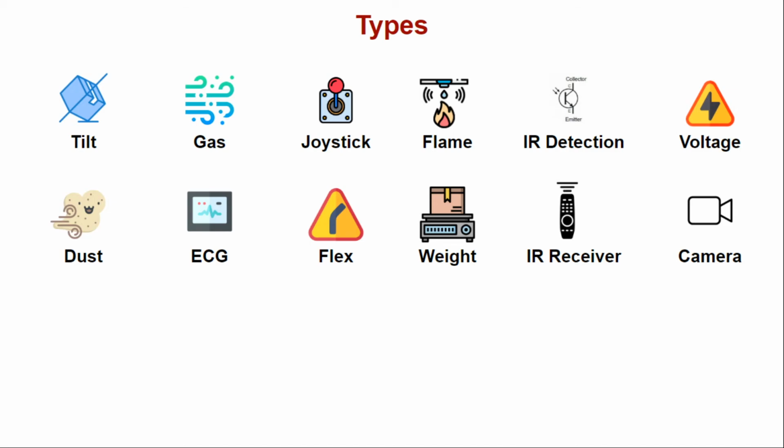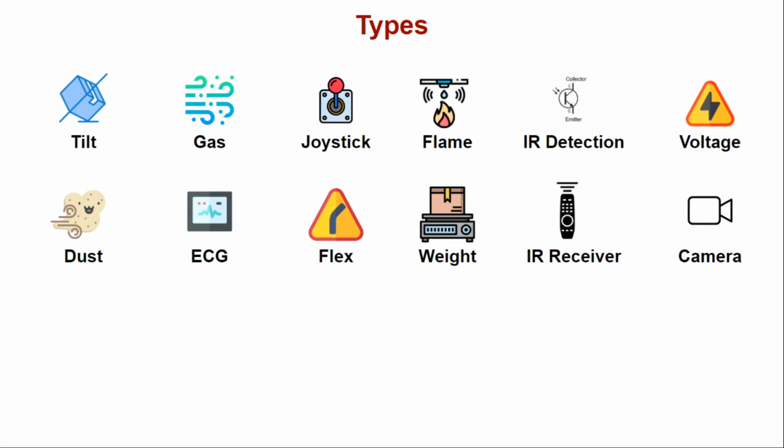Then we have flex sensor. It detects the bending of a particular strip. It's called flex sensor. Then we have weight sensor which will detect with the help of a load cell. So according to your weight, the fluctuation of the voltage will give you the output. We have IR sensor. So IR receiver. So that is also a kind of sensor.